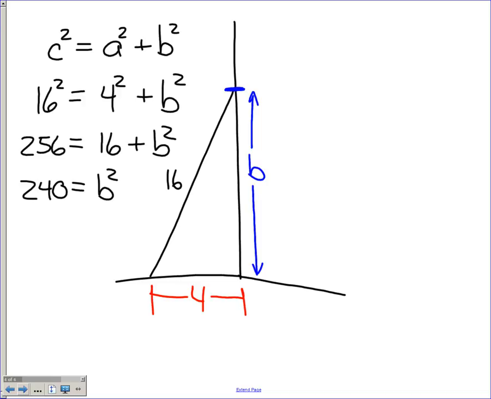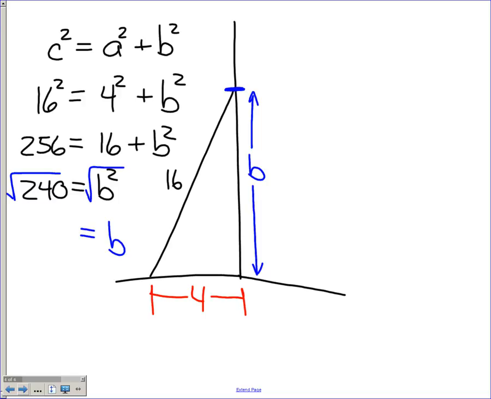Now, we've got b squared by itself. We need to take the square root of both sides. So let's do that. Now, on the right, this is going to give us b, but what is the square root of 240? If all we need is an approximation, then we can go through and just punch it in on our calculator. In fact, you can find that button on most of the TI-84 models right above the square for x, second x squared, and that'll give you the square root of that.